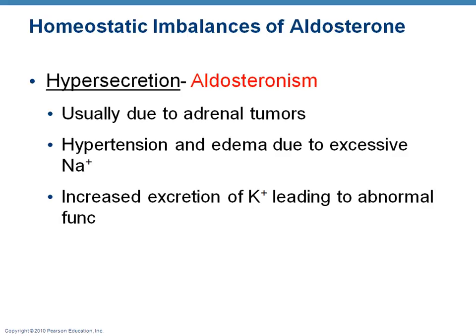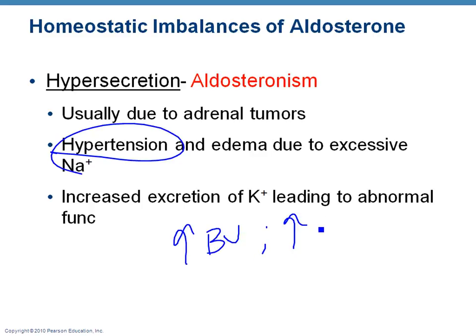And what's the main goal of aldosterone? Increase sodium absorption and increase water retention. So what do you think is going to happen? Eventually, if you have too much water, you're going to have increased blood volume, which is going to mean increased blood pressure, so you're going to have hypertension. You're also going to have excessive sodium, because that's what aldosterone does, right? And you're going to have increased excretion of potassium.